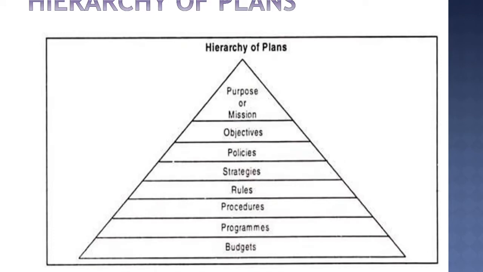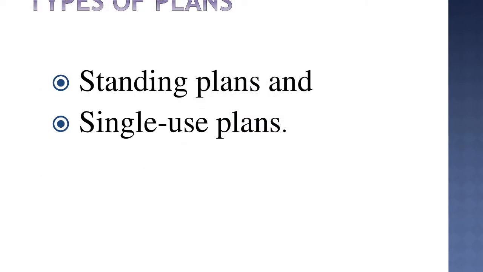What we'll be seeing here, according to the hierarchy from the top, is first the purpose or mission, then objectives, policies, strategies, rules, procedures, programs, and budgets. Like this we will be seeing this topic according to this hierarchy. Starting from the top, we will see purpose. The types of plans here are the standing plans.